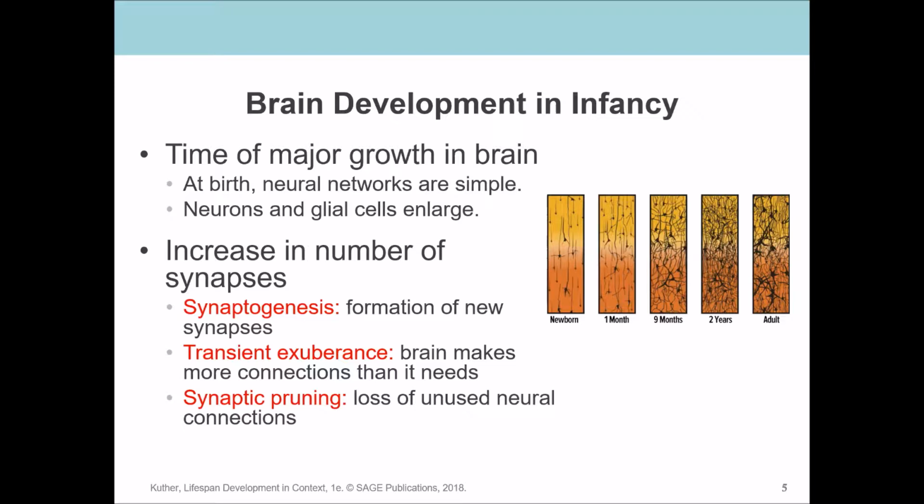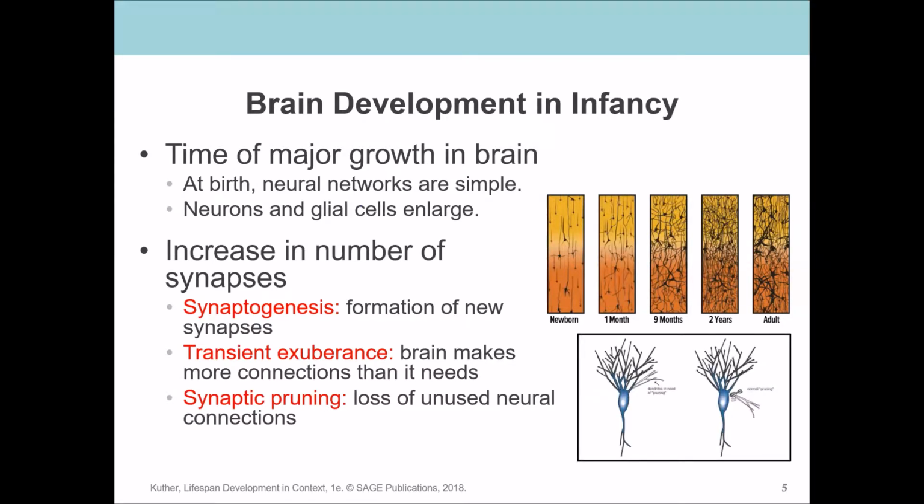And the connections that are used become stronger and more efficient, while the unused ones eventually shrink, they show atrophy, and then they disappear. What's happening is synaptic pruning. This is the loss of unused neural connections. So you see in the graphic showing the adult neural network that there are fewer of those connections, because it's saved the most efficient connections and then cut those connections that are less efficient.